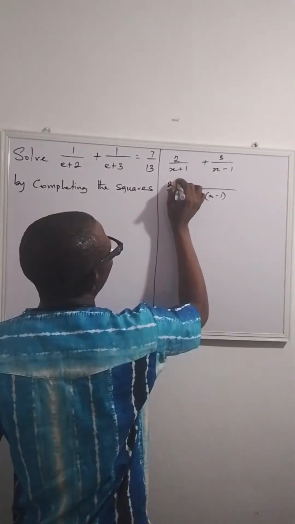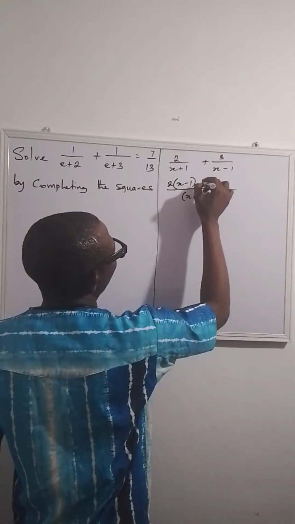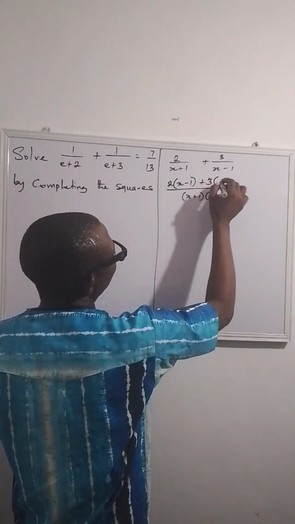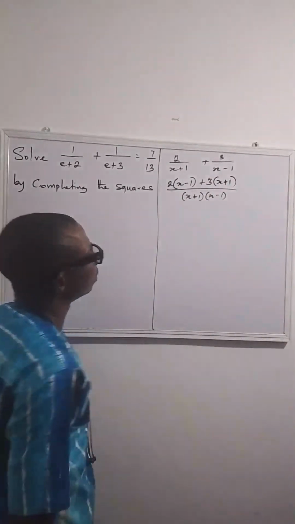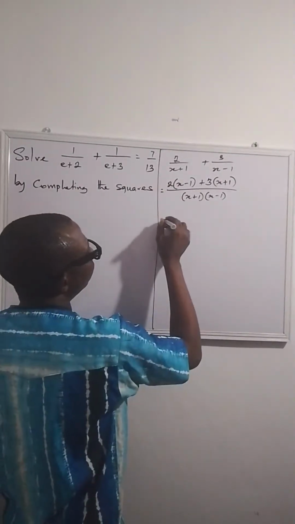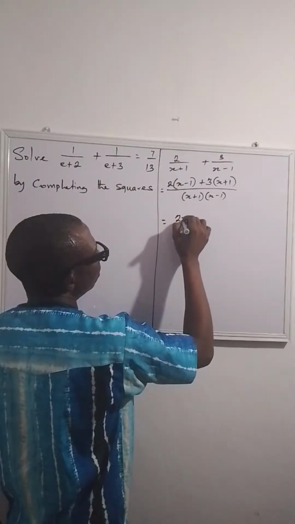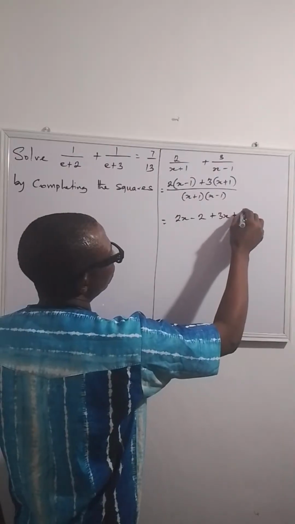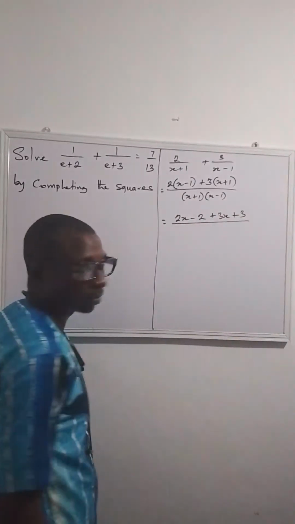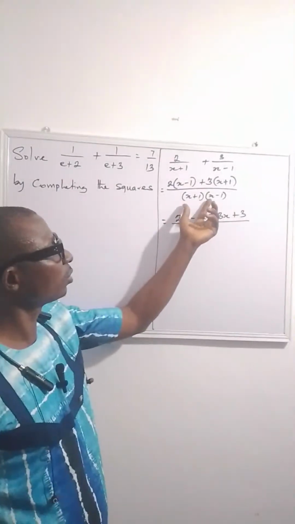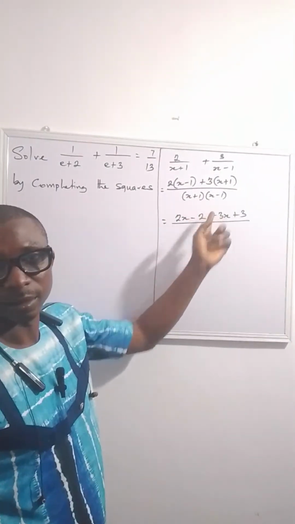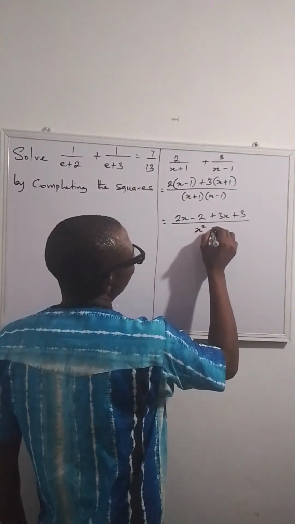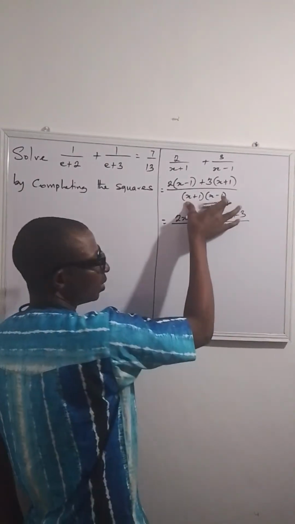So you have 2 times x minus 1 plus, now this goes here, so you are left with 3 times x plus 1. Now open the bracket: you have 2x minus 2, plus 3x plus 3 over. Now see what we are going to do here. This one looks like the identity, difference of 2 squares. So this is going to give us x squared minus 1 squared.